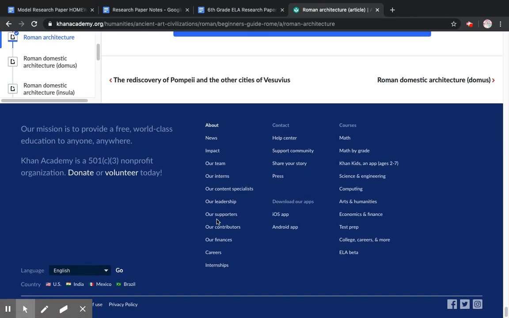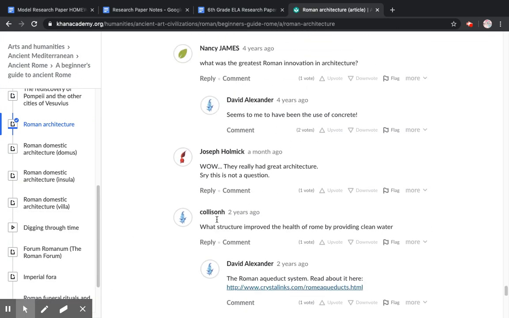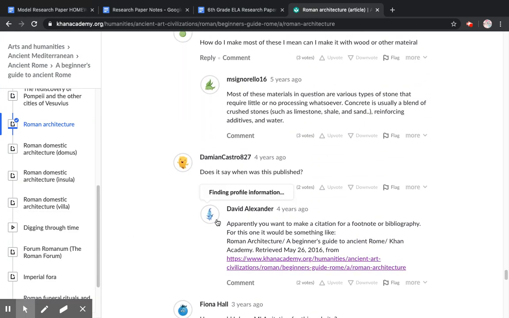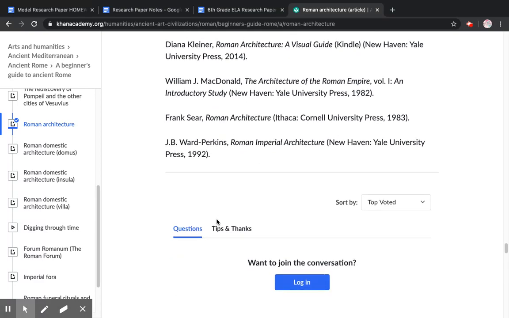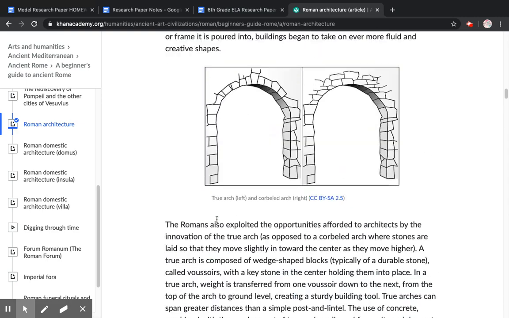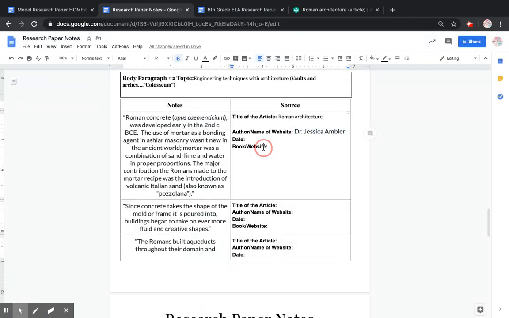No. All right, so it doesn't have a date, and that's okay. Sometimes our sources won't have specific dates. You just want to make sure that it is on a credible website. So this one is from Khan Academy, so that's fine. And if it doesn't have a date, you can just write N-A, which means non-applicable.